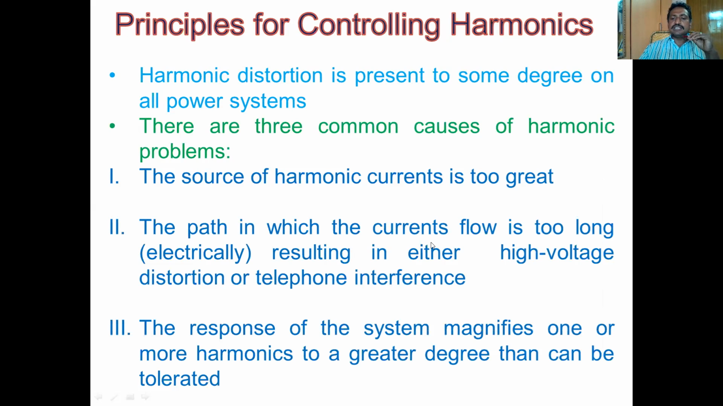Second, the path in which the currents flow is too long electrically, resulting in either high voltage distortion or telephone interference. You identify what is the classification of this, high voltage distortion or telephone interference. The third category is the response of the system magnifies one or more harmonics to a greater degree than can be tolerated. So you see that lesser harmonics are there. Less than 15 is very severe, more than that is not.